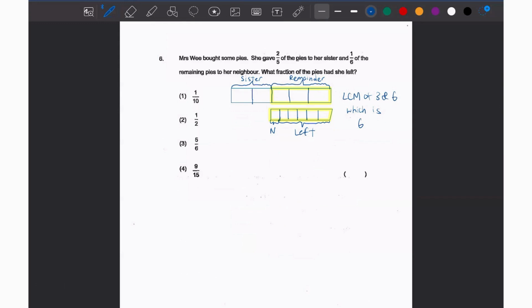Okay, so we look at the remaining portion, the one below. There are already 6 boxes, right? So we can just label each as 1U. And then our remainder, now it's 3 boxes here, so we want to make it into 6 boxes. It means that each box will represent 2U here. So if the remaining portion here is 2U, the rest is 2U as well. So you just fill it in. And then you realize what you have left is actually 5U.